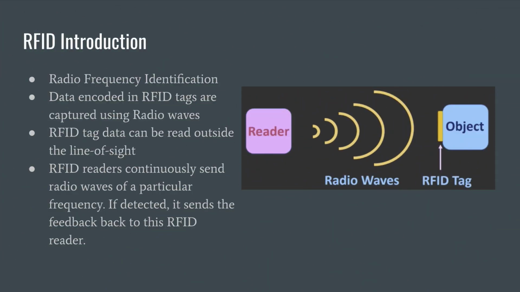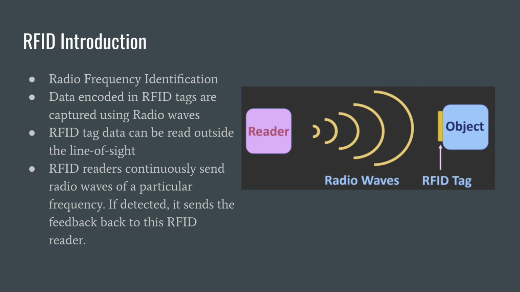RFID is an acronym for Radio Frequency Identification and refers to a technology where digital data encoded in RFID tags or smart labels are captured by a reader via radio waves. RFID is similar to barcoding, but the most notable advantage over systems that use barcoding asset tracking software is that RFID tag data can be read outside the line of sight, whereas barcodes must be aligned with an optical scanner.